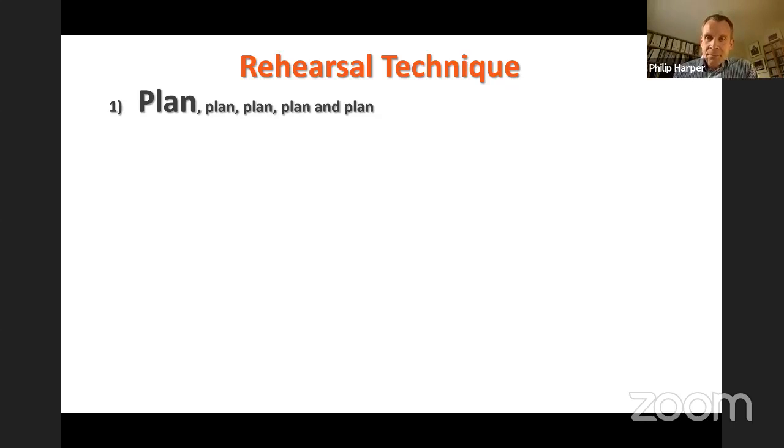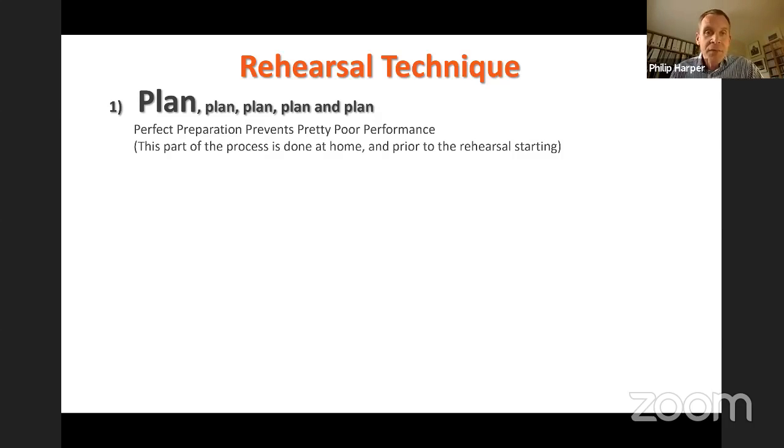Number one, plan, plan, plan, plan, and plan. The only way you'll start off by running a great rehearsal is to have a great plan. There's no two ways about it. So perfect preparation prevents pretty poor performance. And I'm talking about the performance of the conductor in rehearsal. And so that's a paraphrase of the well-known saying. So plan, plan, plan, plan, and plan.